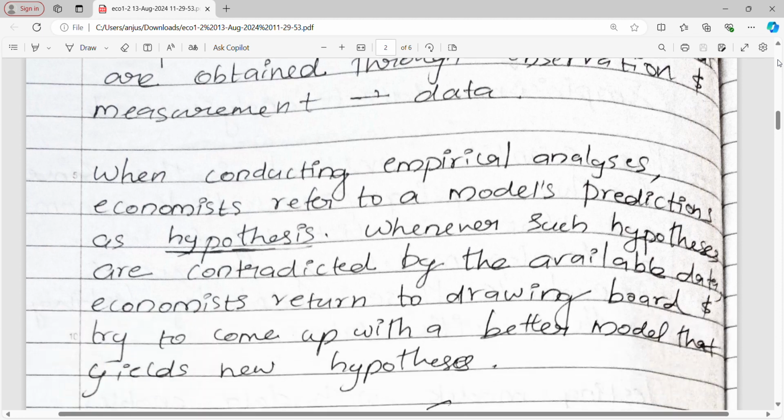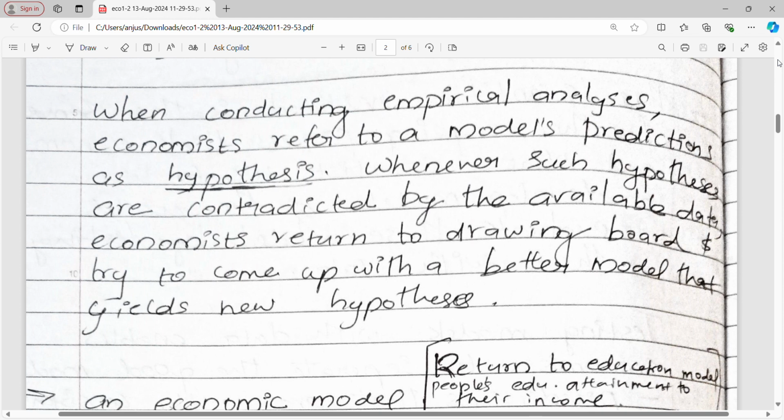When conducting empirical analysis, economists refer to a model's predictions as hypotheses. In coming semesters, you have hypothesis testing in your syllabus. It's very important. So when conducting empirical analysis, economists refer to a model's prediction as a hypothesis. Whenever such hypotheses are contradicted by the available data, economists return to the drawing board and try to come up with a better model that yields new hypotheses.